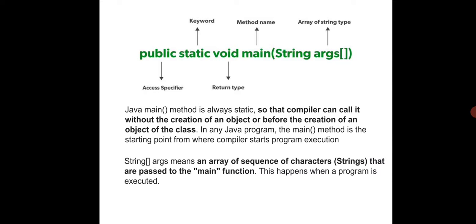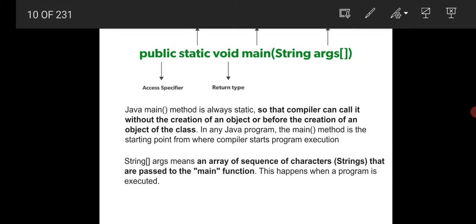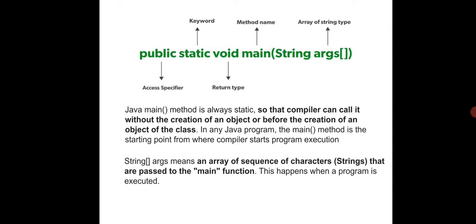Then the next one is a very important concept, public. It defines the public keyword. The public keyword is an access specifier. This keyword defines the main method's access. Then static is a keyword. Void checks whether the method returns a value or not. So void indicates that it will not return anything.